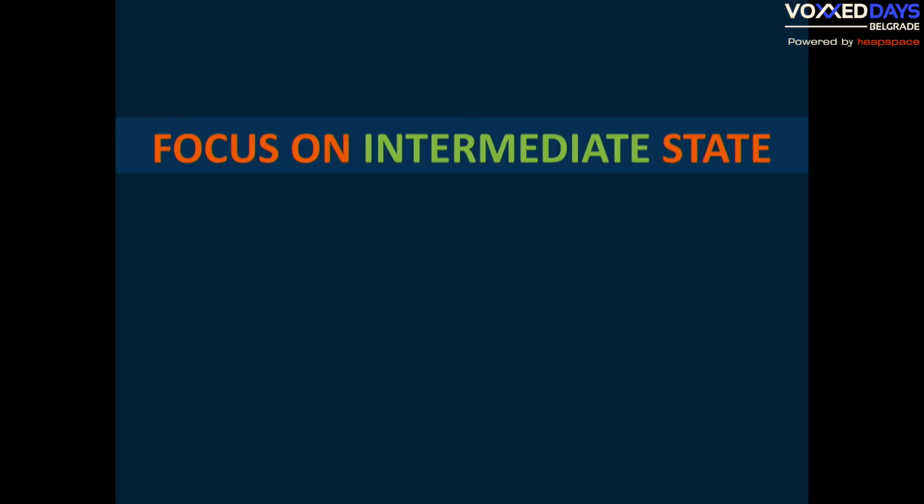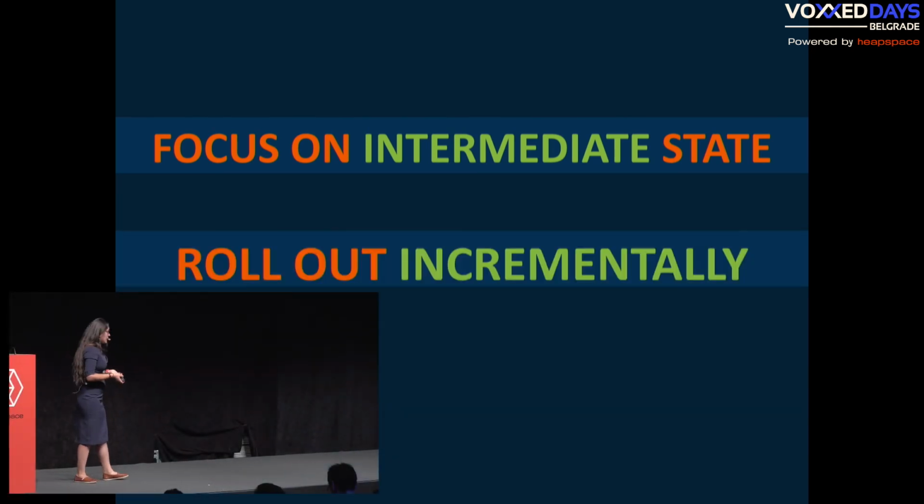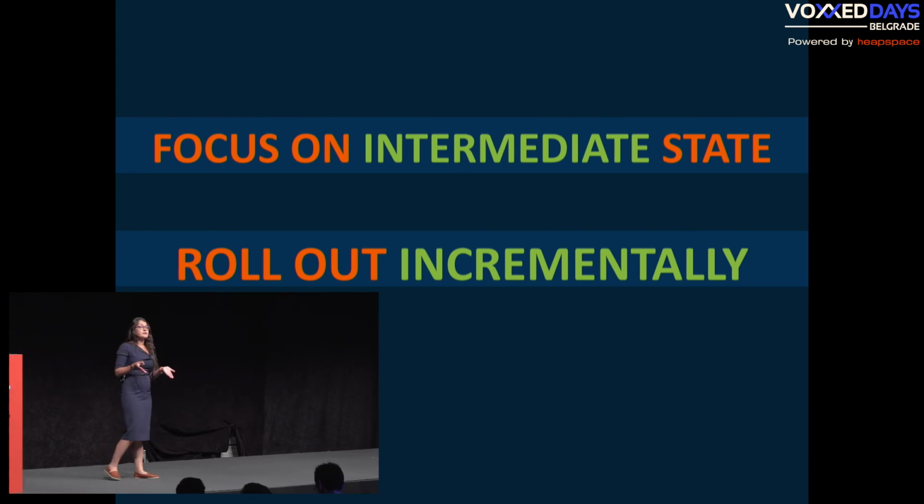So the three main takeaways to enable successful zero downtime migration are: focus on the intermediate state. Make sure you understand it really well as you start on the migration. Make sure you understand how the old and the new system will be interacting, all the intermediate steps, and how it would affect the user. And make sure that the user visible impact is minimal. Roll it out incrementally to affect as few users as possible and to be able to catch mistakes early.